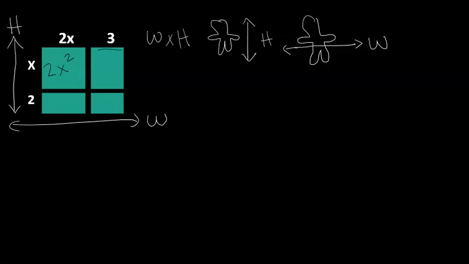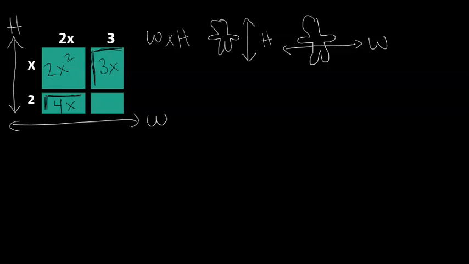What about the second one? I have a 3 over here in my width, and then an x over here for my height. What does that give me? It gives me 3x. What about the next one in the second row? I have 2x up on the top for width, and a standard 2 for height. That gives me 4x, because I'm just multiplying, since it's a product.